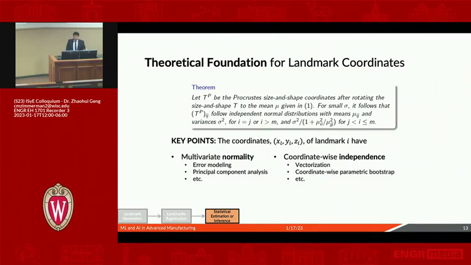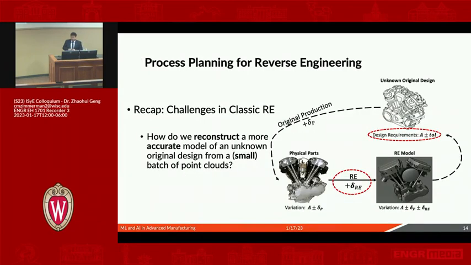tolerance applications. With this framework, now let's move on to how we can apply it to real applications. This is a nice framework, but how can we apply it to solve real problems in reverse engineering and additive manufacturing? The first one, let's talk about reverse engineering first. The first problem we're talking about is the process planning for reverse engineering.